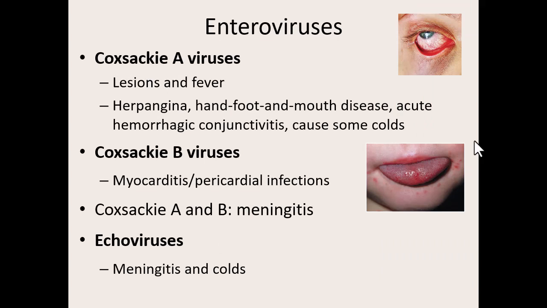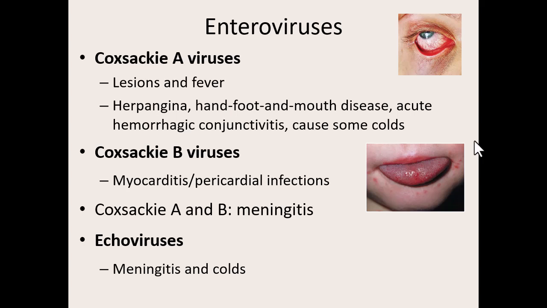Next group in the enteroviruses, again, these are all spread fecal-oral, so they're all enteroviruses, is the Coxsackie A viruses and the Coxsackie B viruses. Why it gets a weird name is that a lot of times viruses are named after where they're discovered, and there is actually a city called Coxsackie, is it New Jersey? I wrote it down. New York. And so that's where it was first discovered and named. So there are Coxsackie A viruses and Coxsackie B viruses. They both are in the same group.